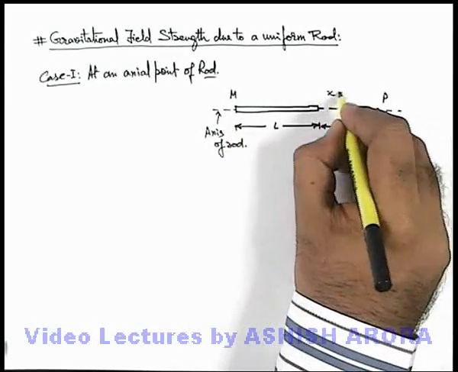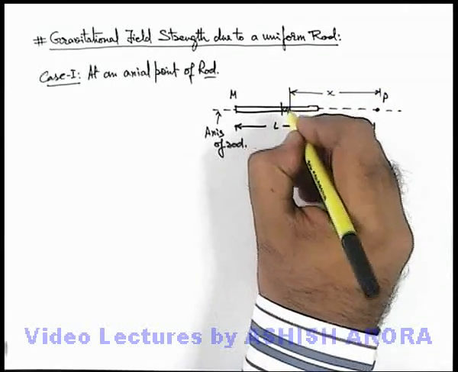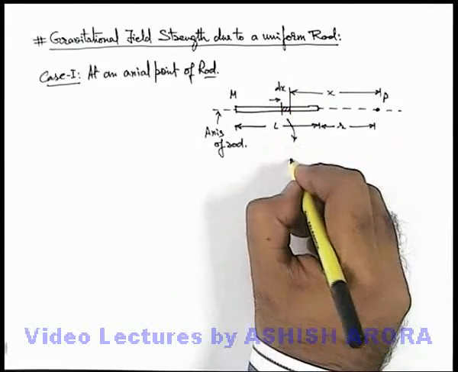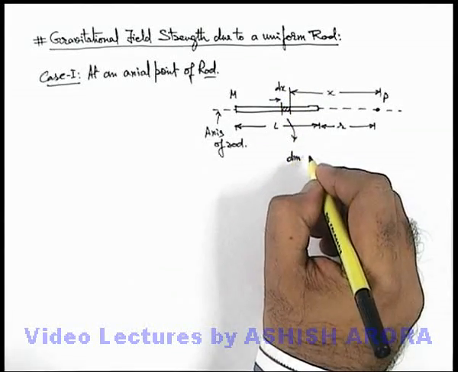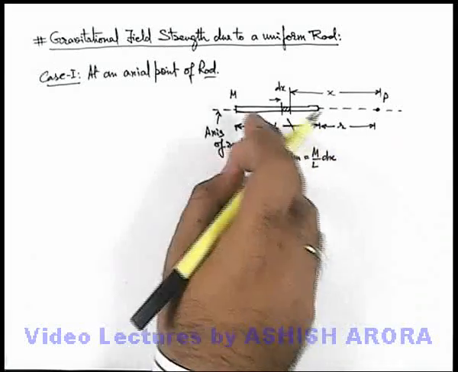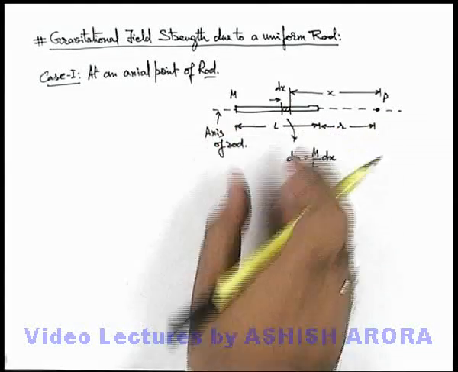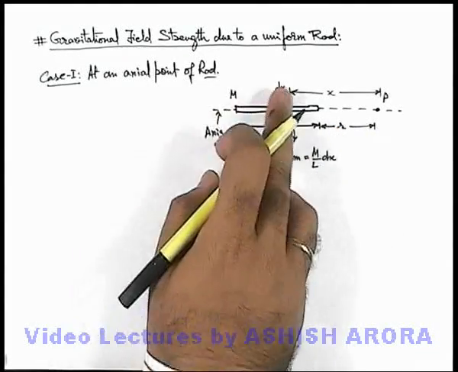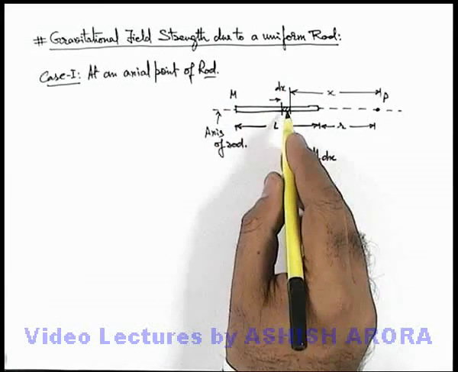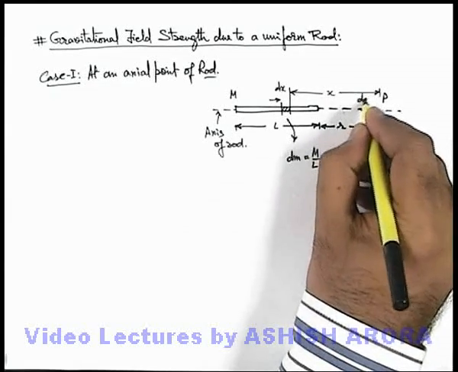We'll consider a small element at a distance x from the point P and say it is of width dx. We find out its mass. The mass of this element can directly be given as M by L dx, as for the uniform mass M, the length is L in which it is distributed. So for the element of length dx, it will be M by L dx. So in this situation, due to this elemental mass dm, say the gravitational field at this point is dg.